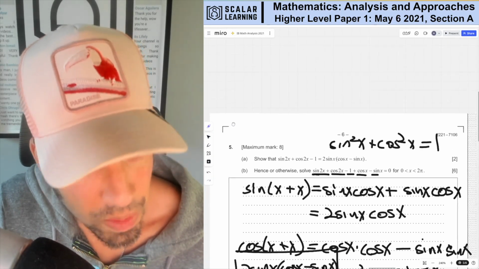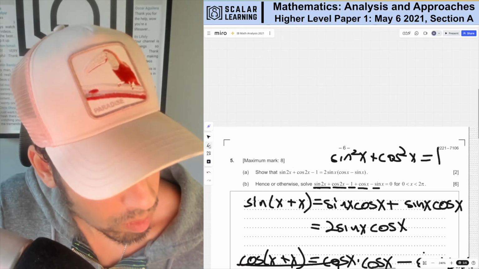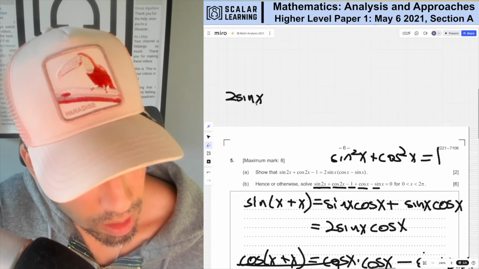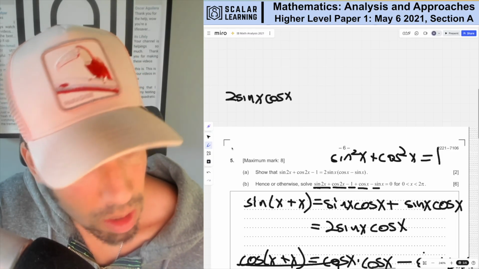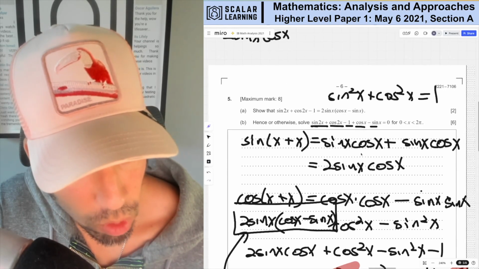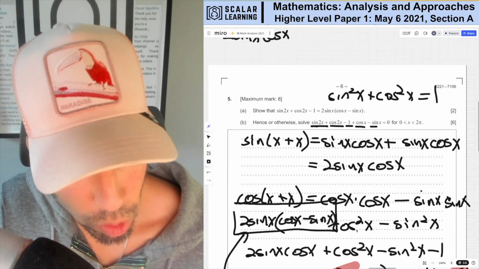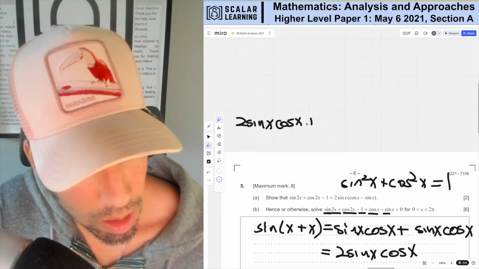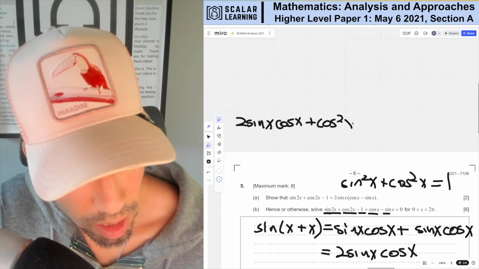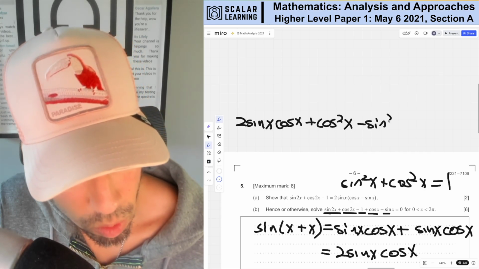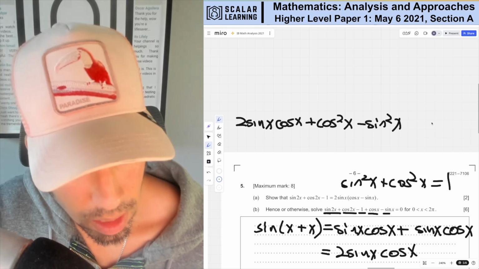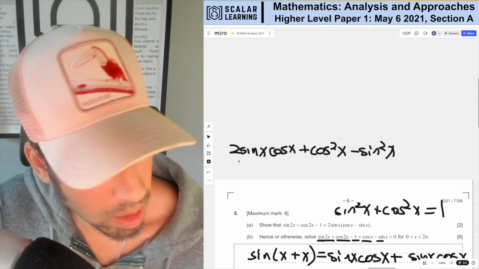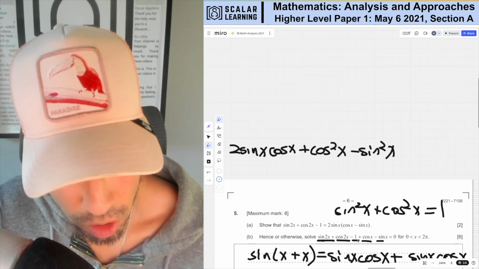So once again, we have sine of 2x is equal to 2 sine of x cosine of x. I'm going to write that out. And then, as I already mentioned before, cosine of 2x is equal to cosine squared minus sine squared. So we're going to say plus cosine squared x minus sine squared x. And for the 1, I'm actually going to go ahead and plug in again sine squared plus cosine squared.